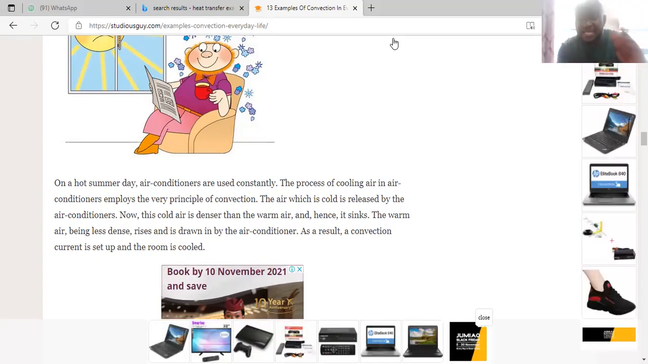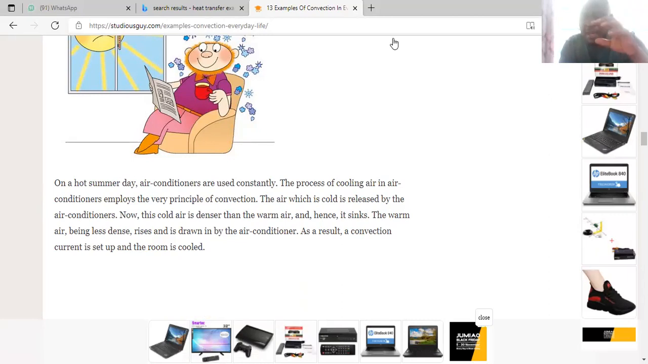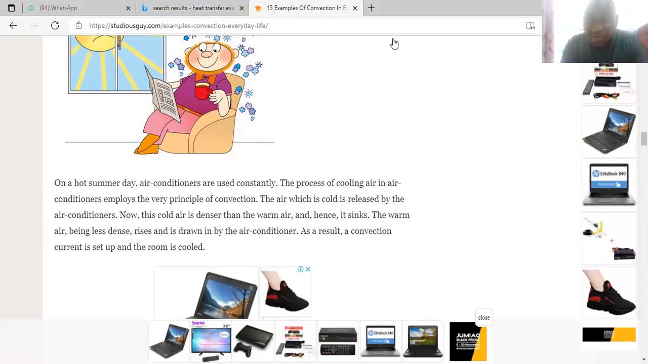Some air conditioners are designed to warm. People who stay in snow have such air conditioners which heat up the room. In that sense, they pick out any air molecules from outside which are warm, and then they bring them inside the room, and thus the entire room becomes warmed up. In that sense, they are still using the principle of convection.